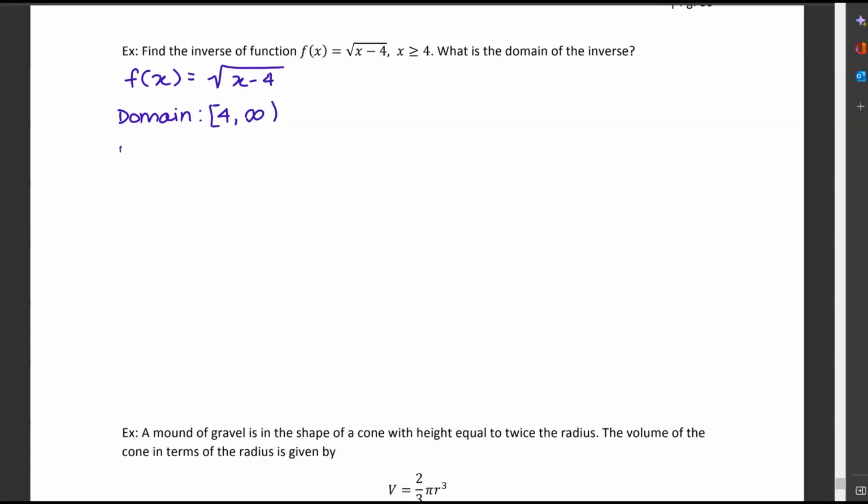Our range here, so the way that we calculate our range for this one, we're going to go ahead and plug it in. So we plug in 4, which is the lowest value in our domain, into the function. So notice 4 minus 4, we get 0. And so that means that our range is going to go from 0 to infinity. Again, the way we calculate that range is we plug in 4 into the function.